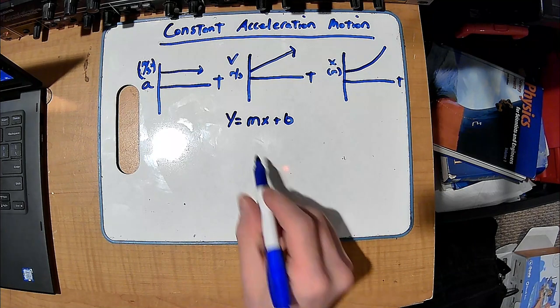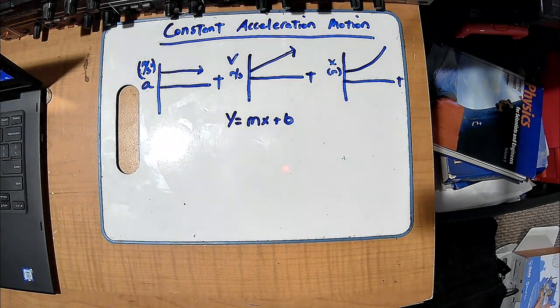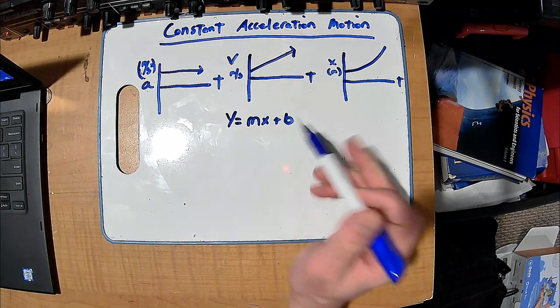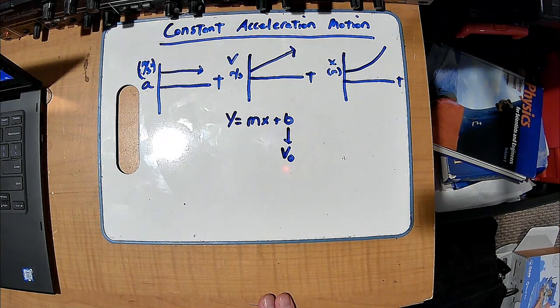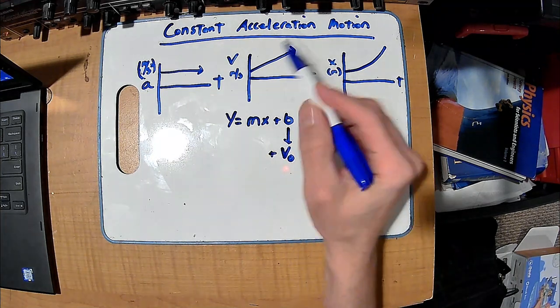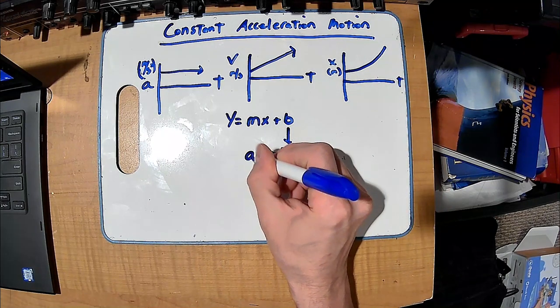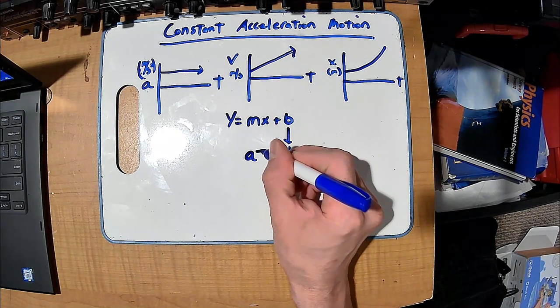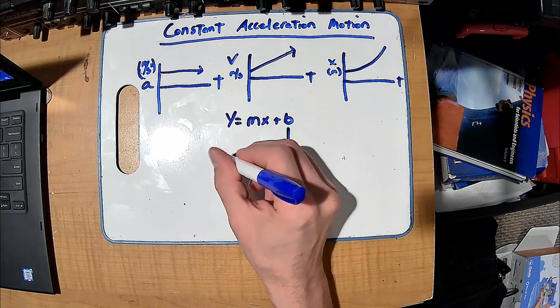Okay, but think about how that general equation applies to this specific instance. In this specific instance, the y-intercept of the graph is the starting velocity. So this is the original velocity. The slope of this graph is the acceleration. And what we have on the x-axis is time. What we have on the y-axis is the velocity.